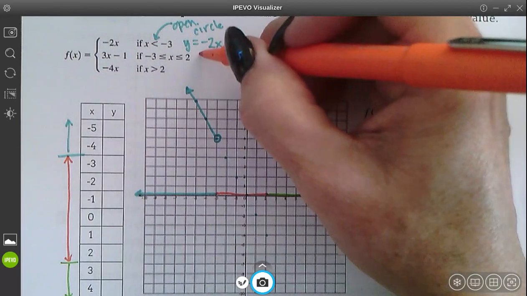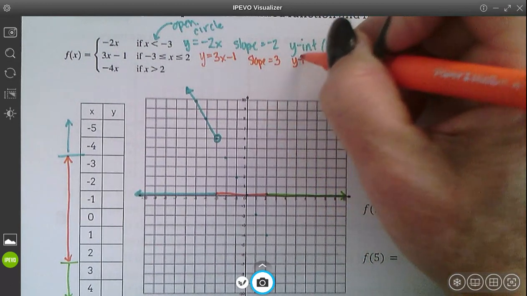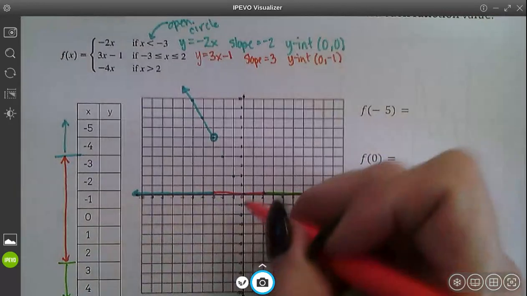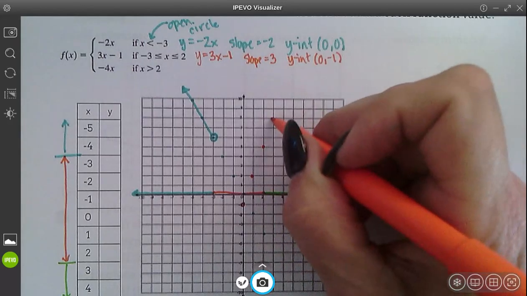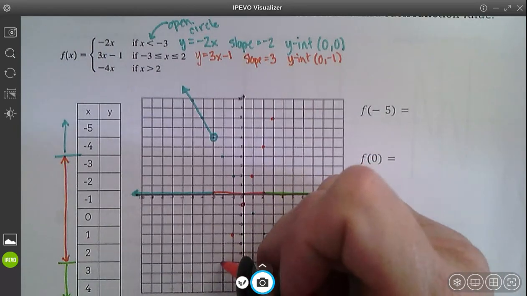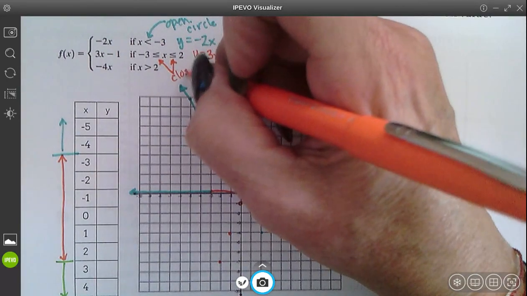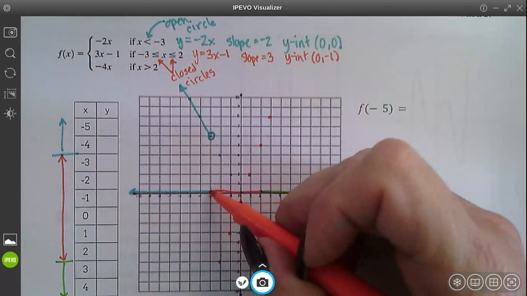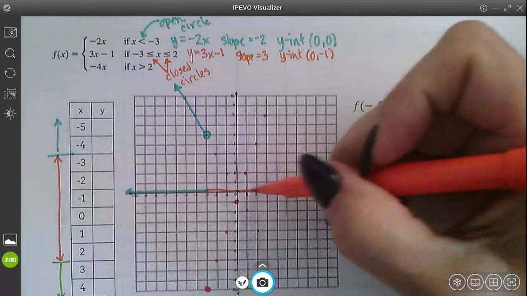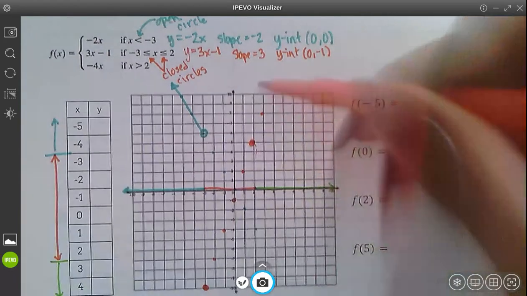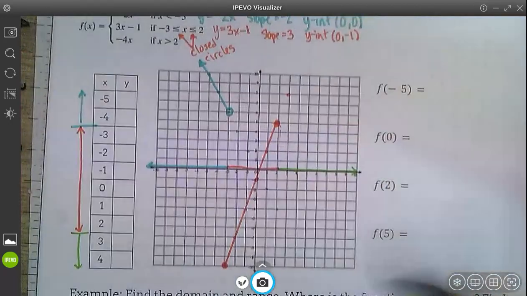In the orange zone, I'm following the rule y equals 3x minus 1, which is a line with a slope of 3 and a y-intercept at 0, negative 1. So I'll put my y-intercept at 0, negative 1, use a slope of 3, it's a positive slope, and then I've got to decide about open and closed circles. Both of these are the less than or equal to, so I'm going to have closed circles on both boundaries. So the boundary here between blue and orange, I'm going to have a closed circle right there. And then the boundary between the green and the orange also has a closed circle right there. And then I only connect the dots that are in the orange zone. This is going to be the only part of that line that I graph.